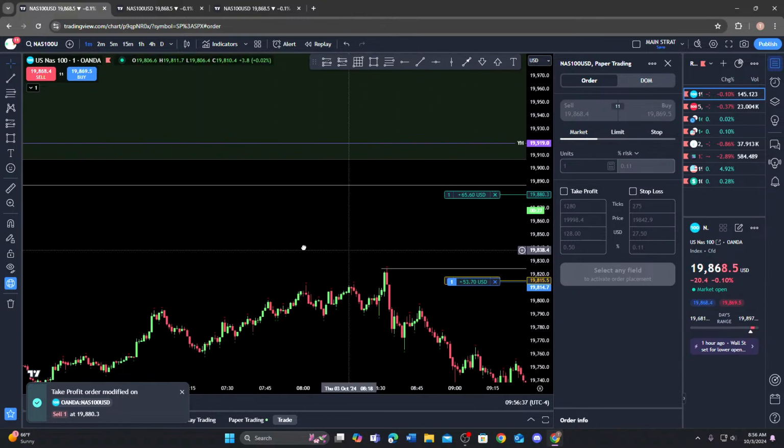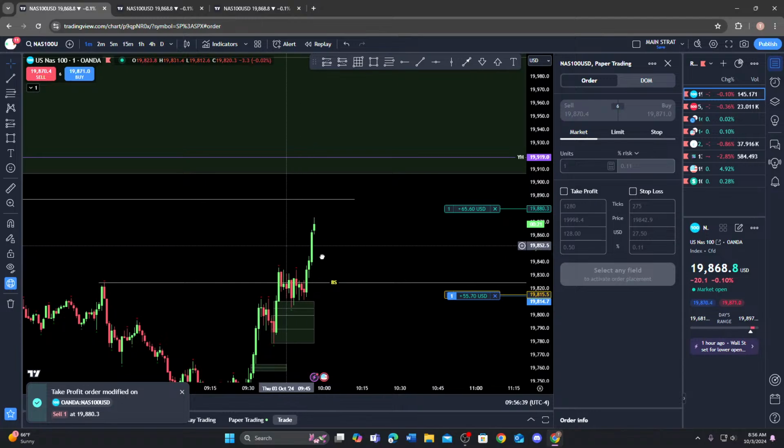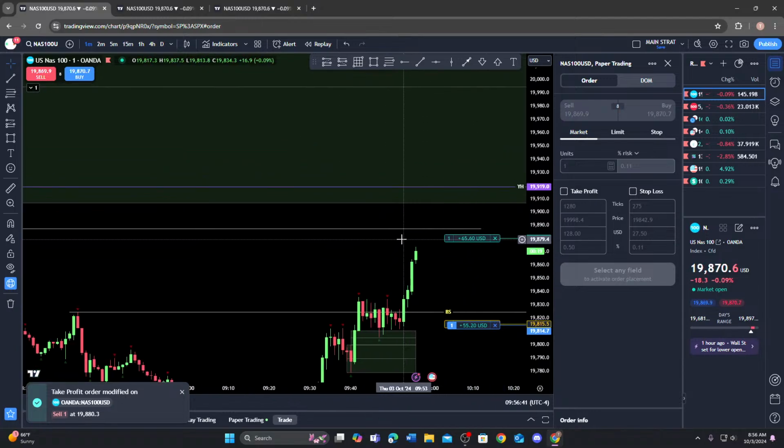I usually like to take profit just below the first couple candles.